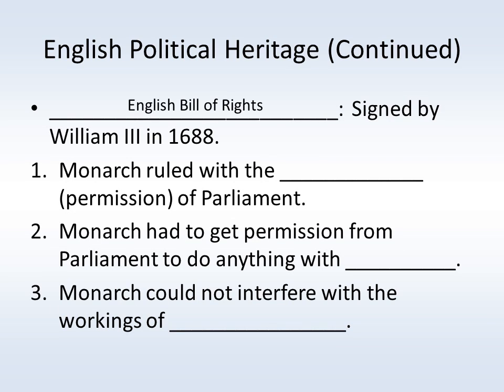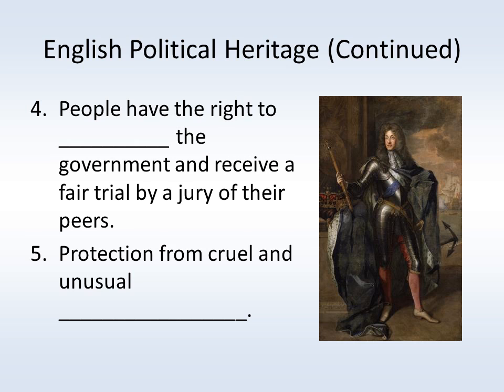The English Bill of Rights was signed by King William III in 1688. It did several things. First, it said the monarch ruled with the consent or permission of Parliament. Second, the English Bill of Rights said the monarch had to get permission from Parliament to do anything related to taxes. Third, the monarch could not interfere with the workings of Parliament. Fourth, people have the right to petition the government and receive a fair trial by a jury of their peers. Fifth, people were protected from cruel and unusual punishment.